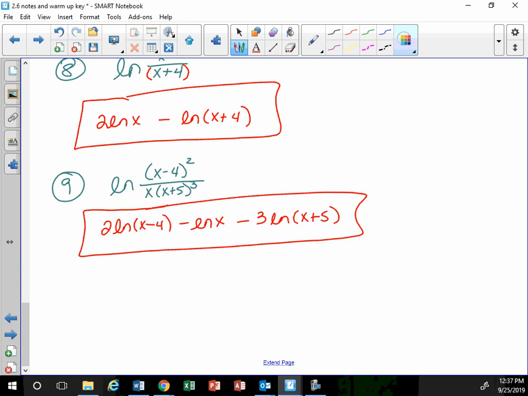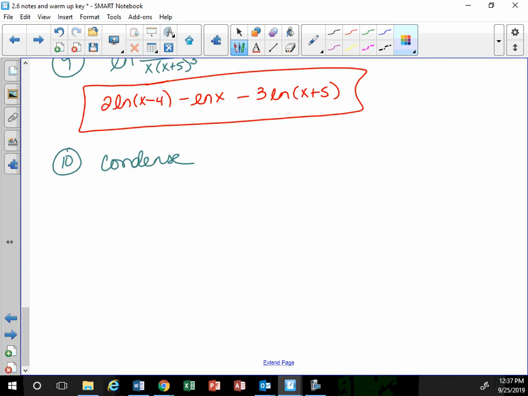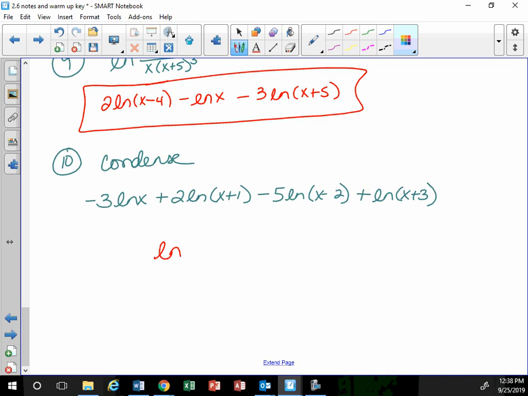All right. We're going to condense. So we're going to go back to going the other way here. All right, negative 3 ln of x, plus 2 natural log of x plus 1 minus 5 natural log of x minus 2 plus natural log of x plus 3. And you don't have to actually multiply things out at the end of this, okay? You just have to create a single natural log of something. All right, you can condense that all down to one thing.